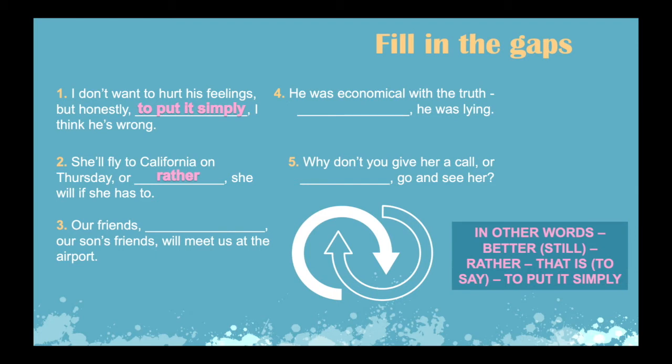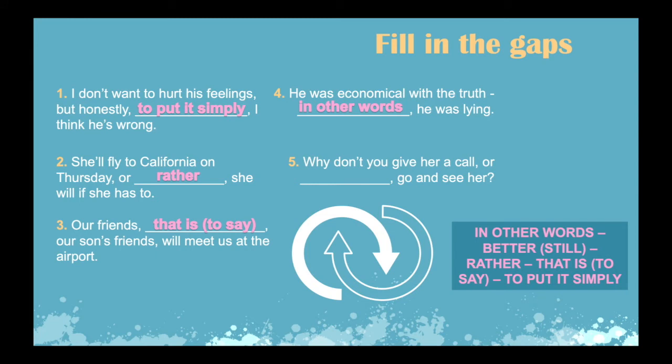3. Our friends, that is to say, our son's friends, will meet us at the airport. So this phrase is used for clarification. 4. He was economical with the truth. In other words, he was lying. You're presenting 2 synonym phrases in a way with the phrase in other words.